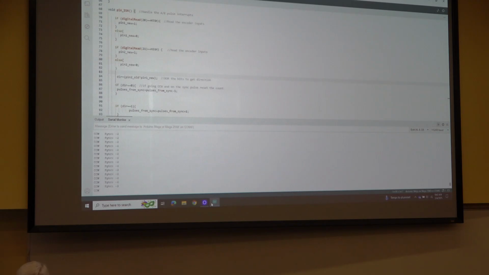Then as I continue rotating, the values get more and more negative until I go around to the sync pulse again. If I go the other direction, you can see it changes from counterclockwise to clockwise. That's that exclusive OR function. And it counts up right until I go past the sync again. Okay, so pretty neat.